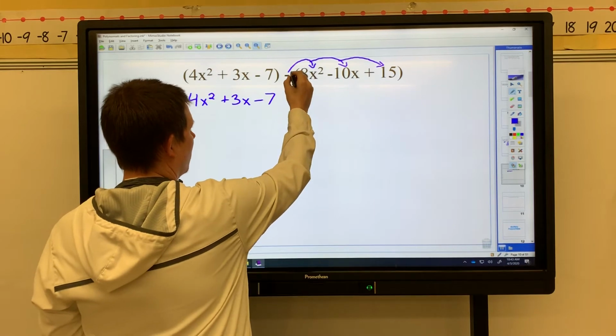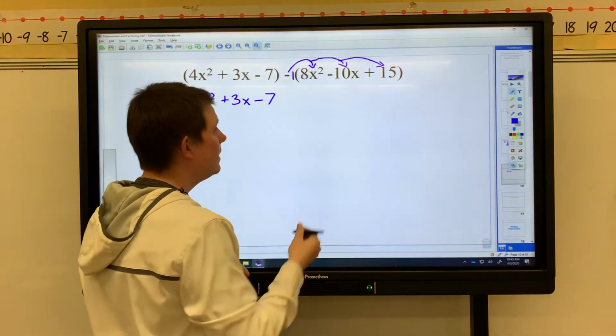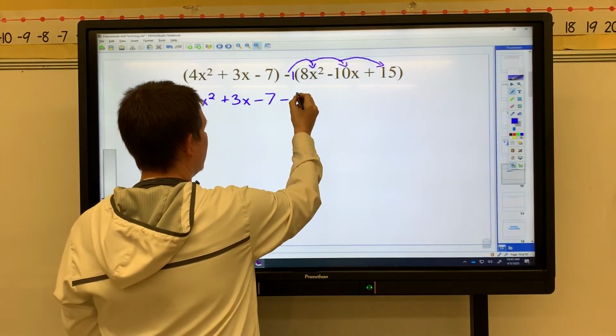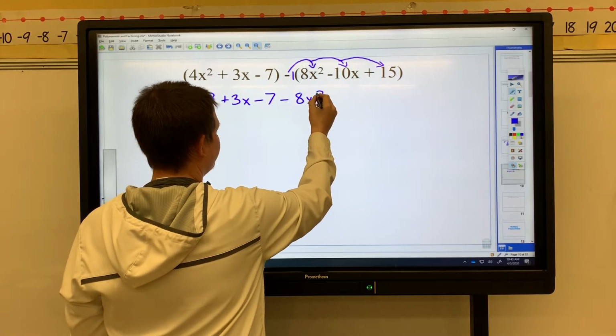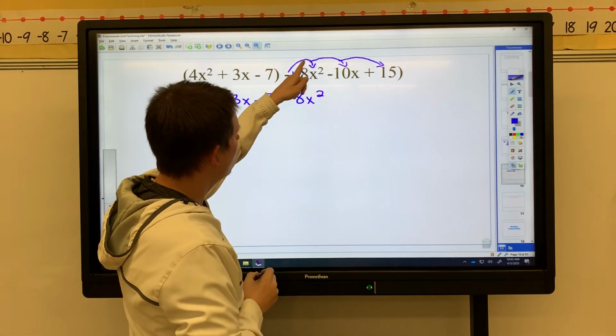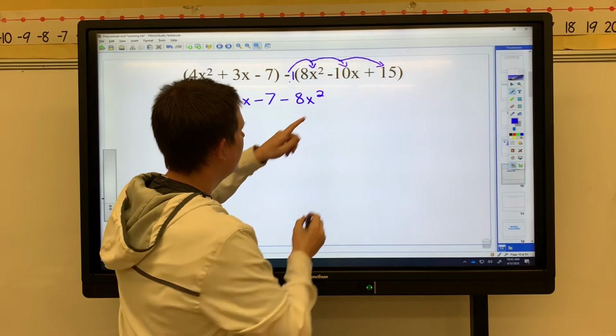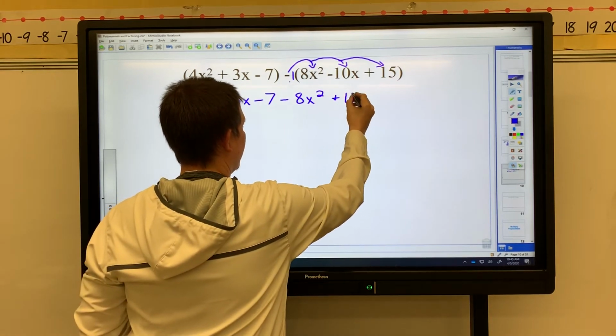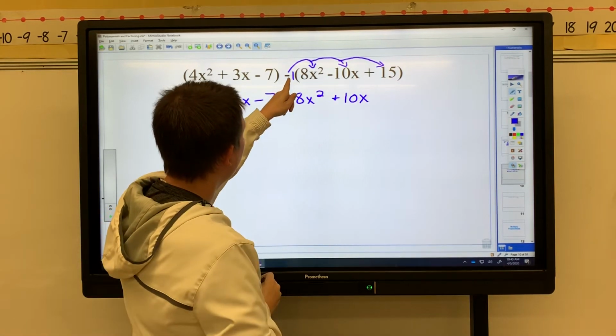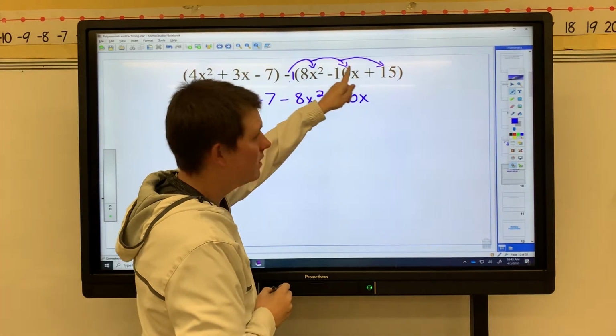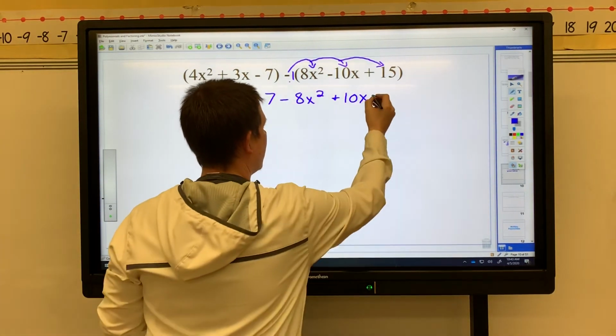Negative, if you want, that's a negative 1. Negative 1 times 8 is negative 8x to the second. Negative 1 times negative 10 is positive 10x. And negative 1 times 15 is negative 15.